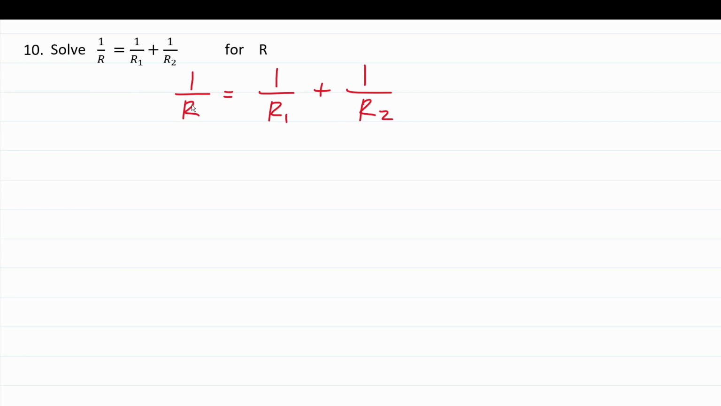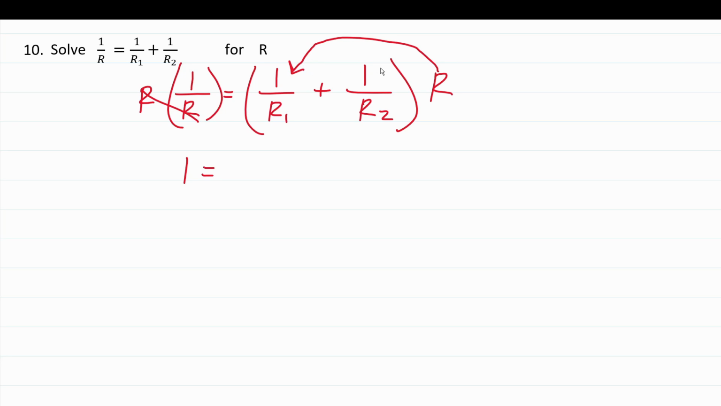We're solving for r, which is right here. So previously, when we had a value for which we were trying to solve in the denominator, we brought it up to the numerator. And in that case, we multiplied both sides by r. So that's what we're going to do here. This will cross out here, leaving you with just 1 on this side. And as you can see, we have r times 1 over r1 plus 1 over r2. So we're going to take this r and distribute it here as well as here.